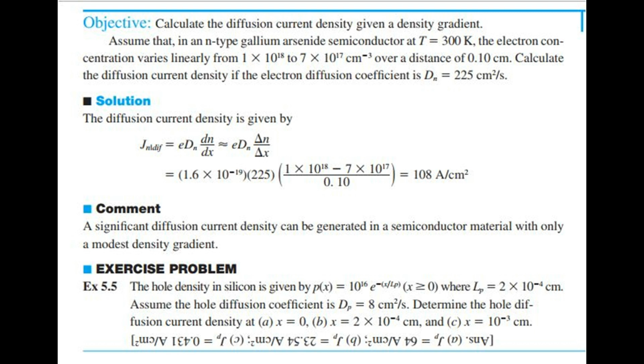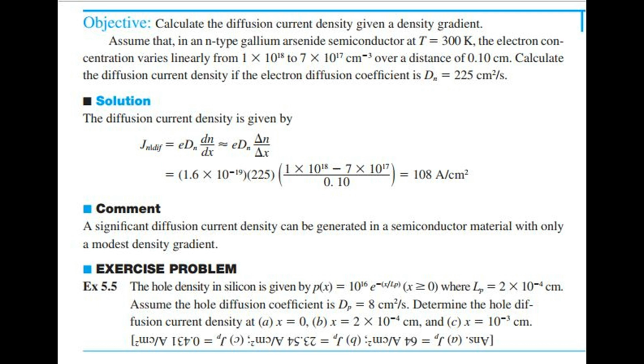Calculate the diffusion current density if the electron diffusion coefficient is 225 square centimeters per second. Solution: the diffusion current density is given by. Comment: a significant diffusion current density can be generated in a semiconductor material with only a modest density gradient.